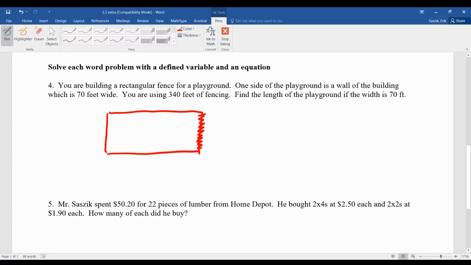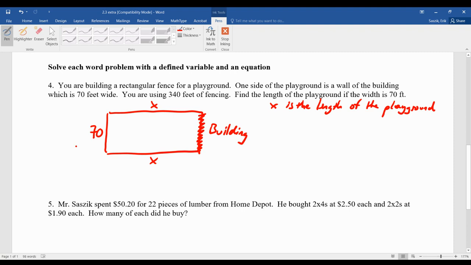So let's say that this is the building. So you don't actually need a fence there, okay? Because the wall is going to use the fence. Now, it tells us that this width is 70, so we know this is 70. So the thing that we don't know then is the length, okay? So let's call that x. We'll say x is the length of the playground. Always define your variable for the thing that you don't know anything about.